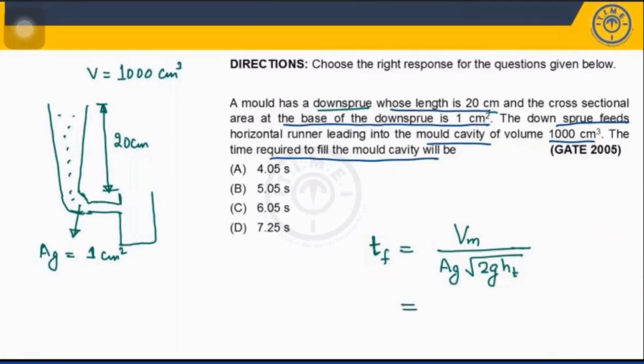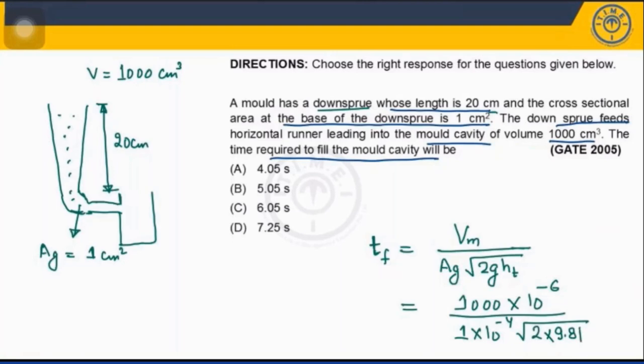So what is the data given? Volume of mold is given as 1000 centimeter cube. Okay. So you can convert into meter, so it will become 10 to the power of -6. The A_G value, what is the area at the gate? 1 into 10 to the power of -4, and root 2 g. Here g is not mentioned, so you have to consider 9.81.